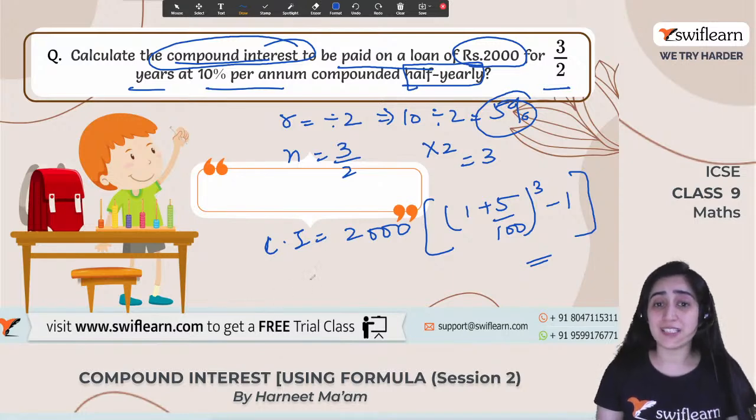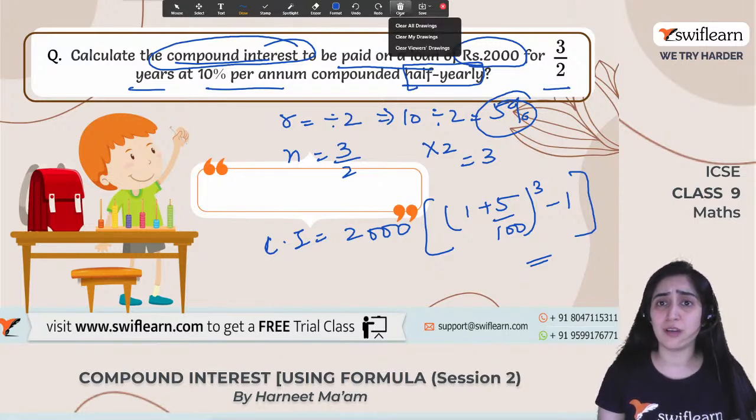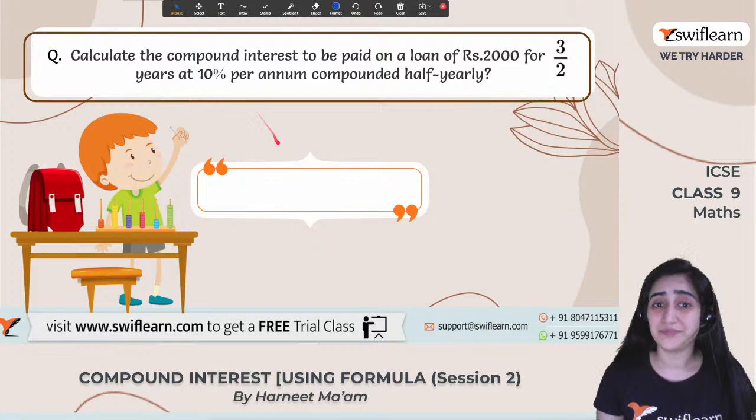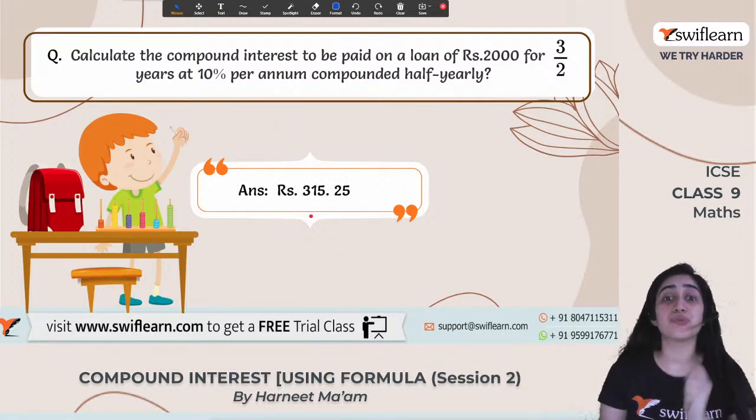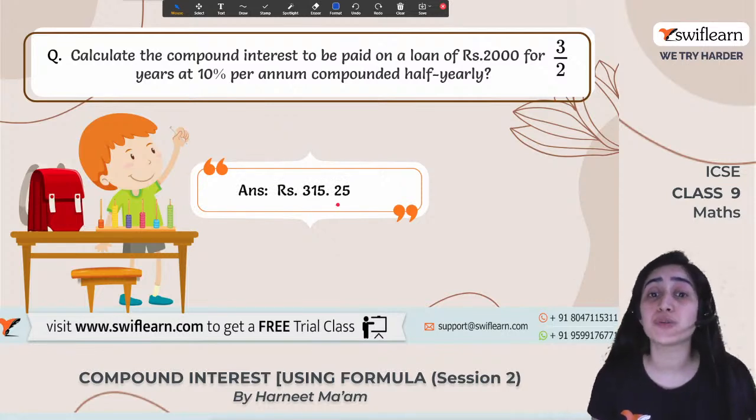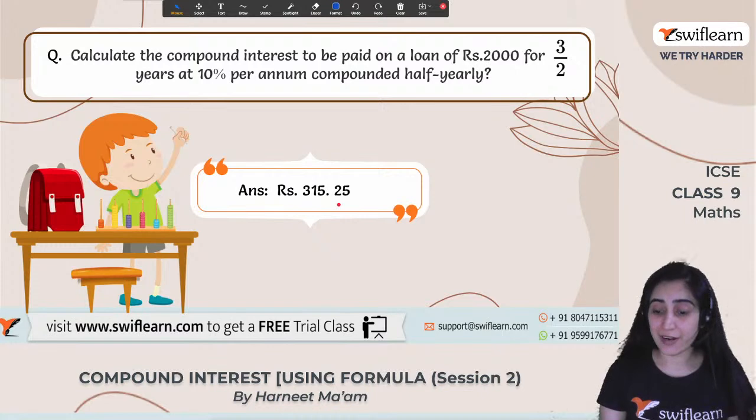So what are the answers? Are you able to solve it? Can you tell me what answer you have got so far? Yes? Okay, so on substituting, you will get the value as rupees 315.25 paisa. All right, so I hope you will be able to do this.